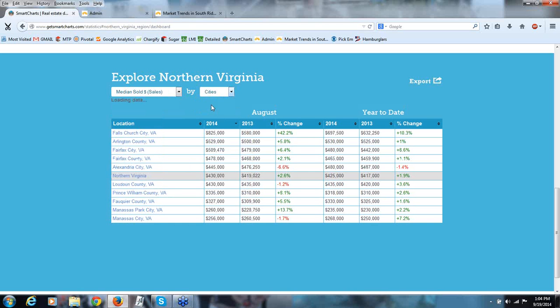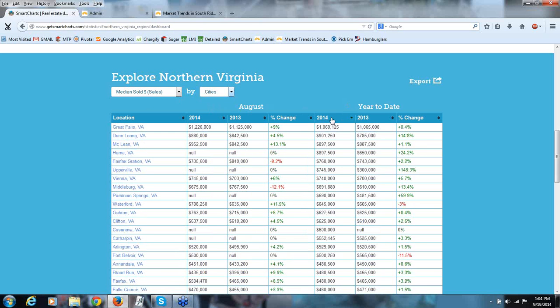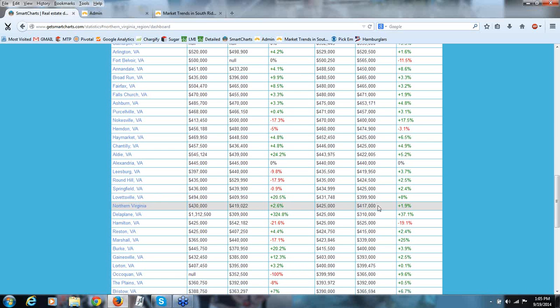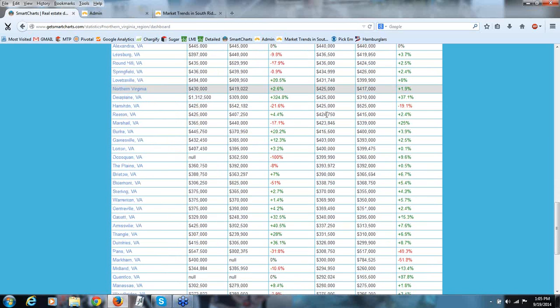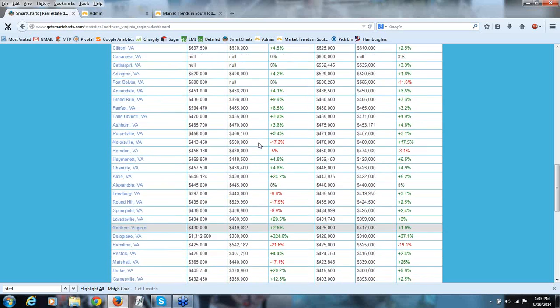by cities as well. So here, if we were to sort the median sale price by cities and sort it by year to date, so it's a more significant sampling, we can scroll down and see where Northern Virginia falls. Anything above this line is more expensive than the regional average. Anything below this line is slightly more affordable or way more affordable than the regional average. And so when we look for Sterling, Virginia, we see that it's more affordable than the region at large at $370,000. So here's a good way to say, look, it's a more affordable area. That's a nice part of the narrative for this particular realtor.